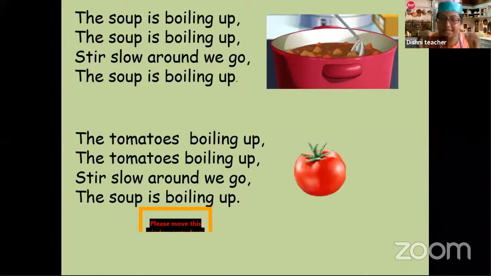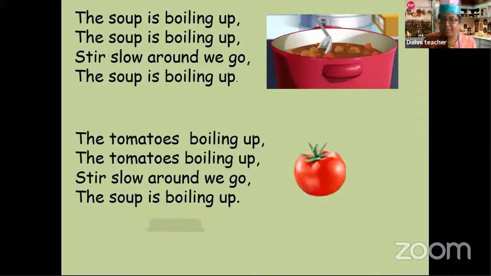The same tune we are using, but we are changing the words. I put a picture for you, for easy, right? Shall we? Okay. The soup is boiling up.